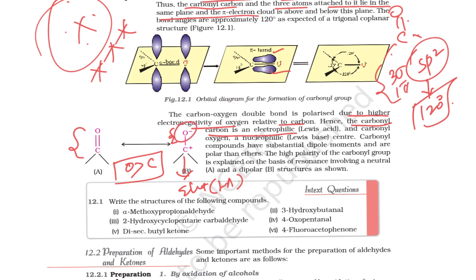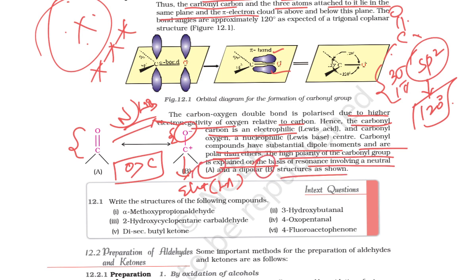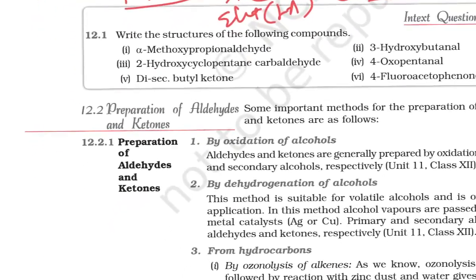But in the case of oxygen, this is nucleophilic, a Lewis base. The carbonyl compounds have a substantial dipole moment and are more polar than ethers. The high polarity of the carbonyl group is explained on the basis of resonance involving structures A and B.